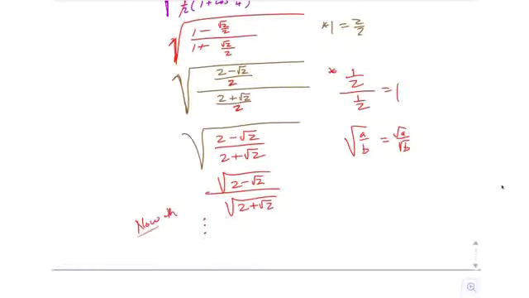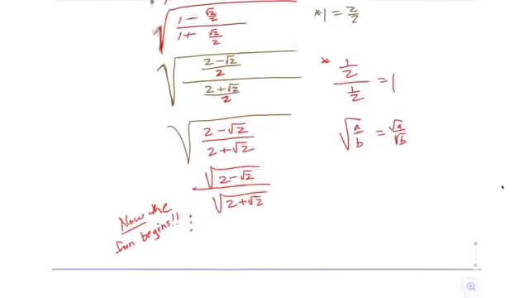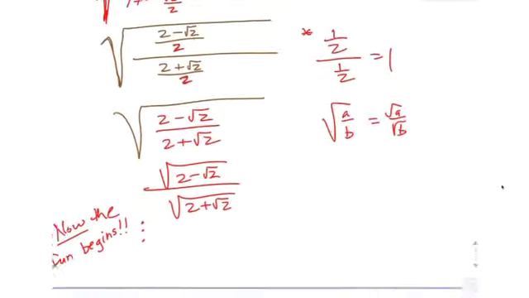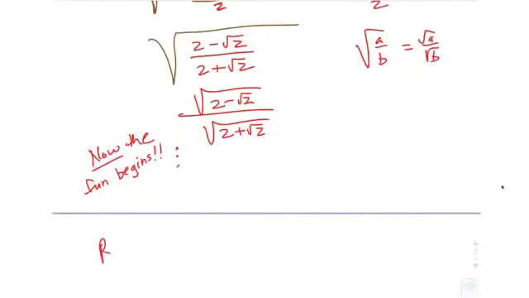Now the fun begins. We don't have any fractions under our radicals anymore, do we? But notice in the denominator, we have 2 radicals, and that's not good. So now we're going to start rationalizing. Okay, now we start rationalizing the denominators.